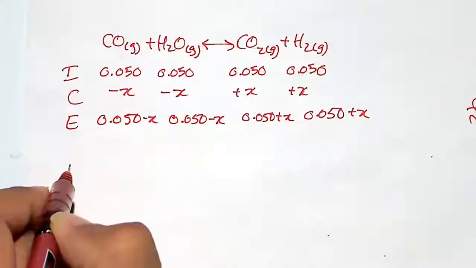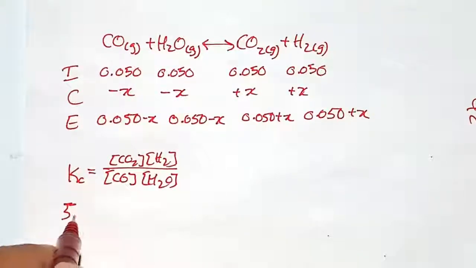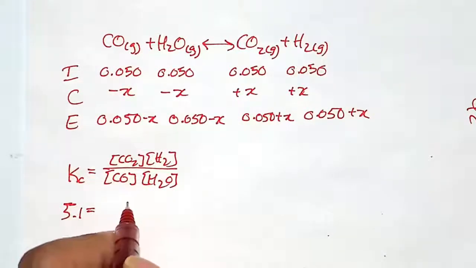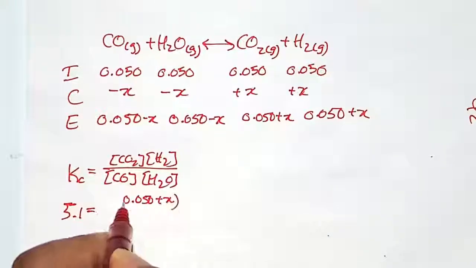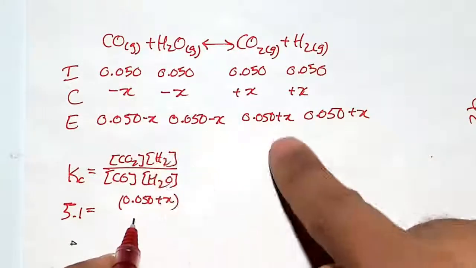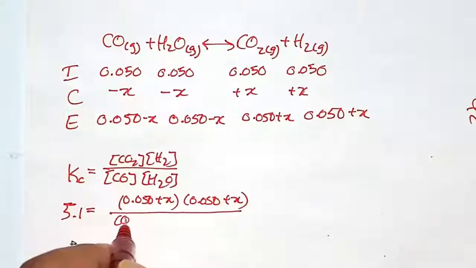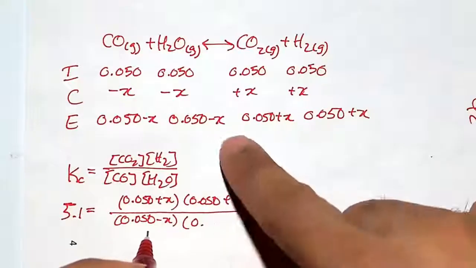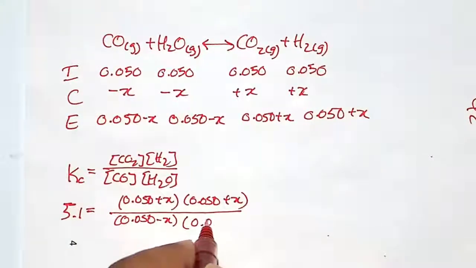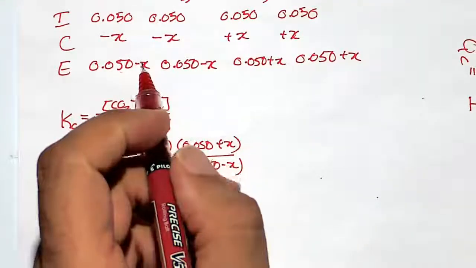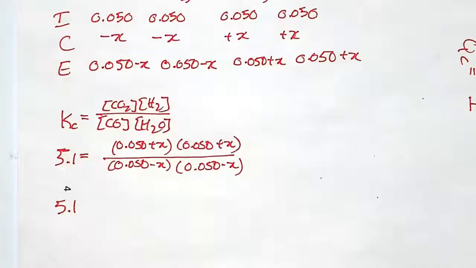So at 700 K, the value of Kc is 5.1. The CO2 and H2 are going to be 0.050 plus x. CO will be 0.050 minus x, the same as the equilibrium concentration of H2O gas. Solve for x here, which is our change, and then once we solve for x, we can plug it in to get our equilibrium concentrations.